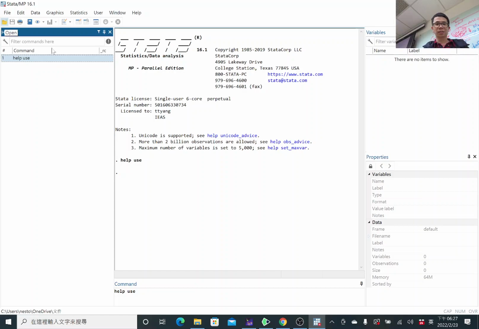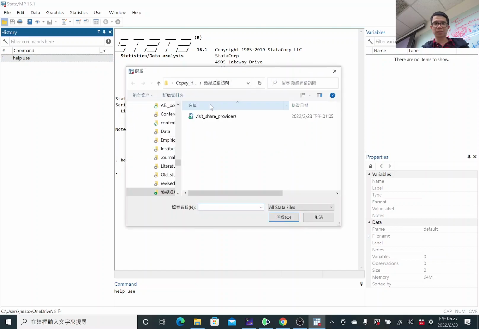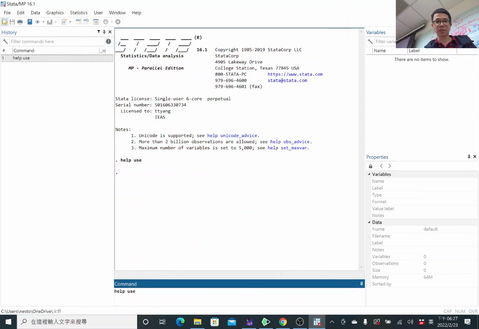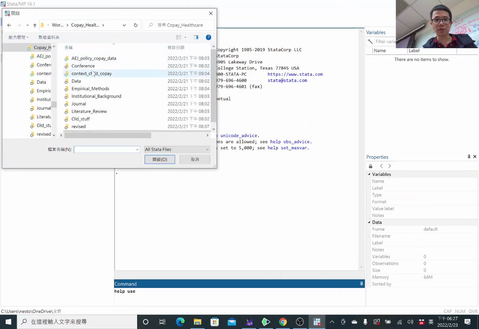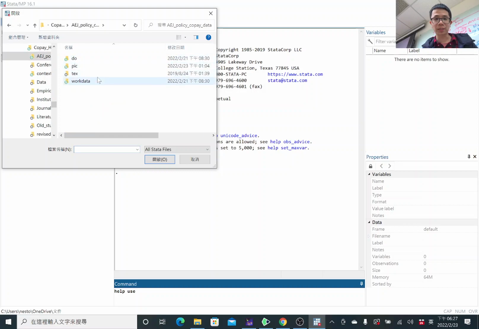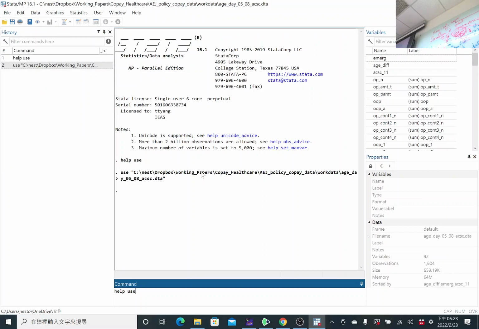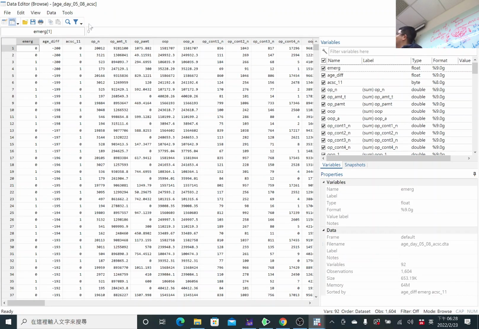For example, here I click here. Oh no, this is not a data set. This is a do file. For example, you can open the data set. So when you open the data, the data will load in here. This will show the variables in that data set, the variable name and label. And how to open a data set? You can just open here. It will open the data set.